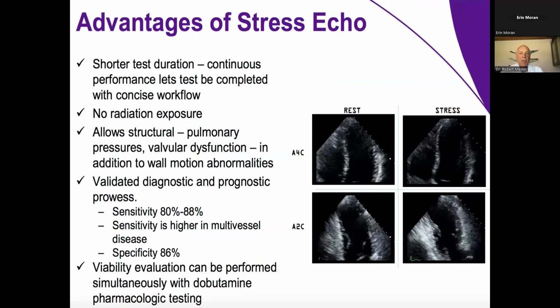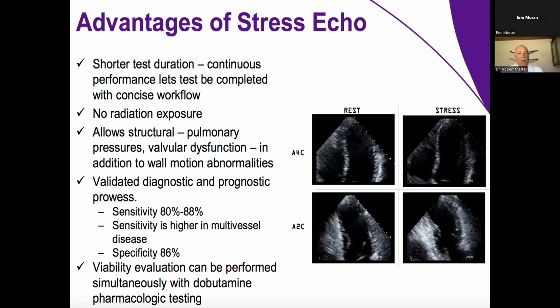So that's how we do it. And this is a typical stress echo that you're seeing with an apical 4-chamber view on the top with rest and stress, and then below that is an apical 2-chamber view, rest and stress. And one of the things you see is that up in the apex, this apex is bigger than this apex, and you see that in both of these.